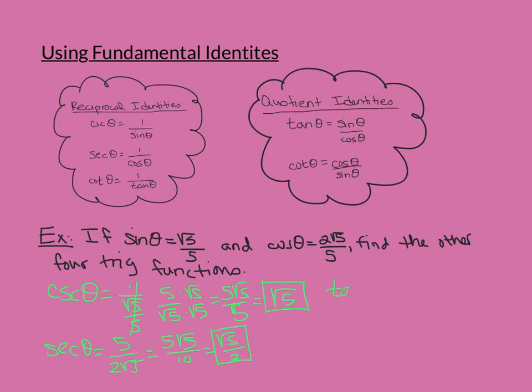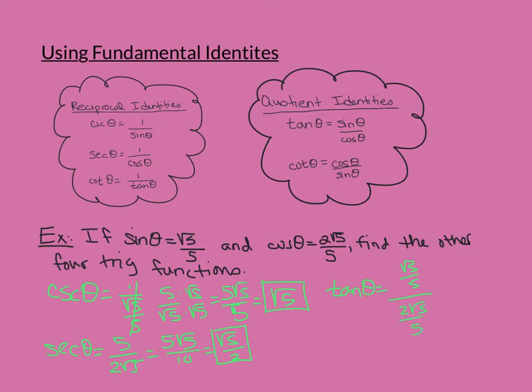Tangent, you're probably going to want to do using the identity of sine over cosine. That's the easiest way to do it. The harder way to do it is to start with cosine over sine, which is cotangent, and then take the reciprocal of that. That would also work. So we know that sine is radical 5 over 5. We know that cosine is 2 radical 5 over 5.